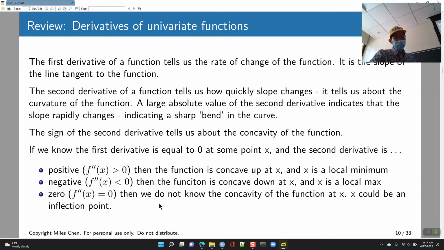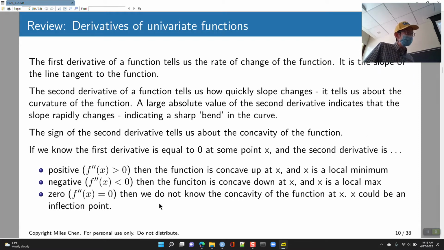The second derivative tells you how quickly the slope changes. Okay, so it tells you about the curvature. So if you have a very big second derivative, that means the slope changes rapidly. You've got a sharp bend in the curve. So you're going from maybe a very sharp slope upwards to a very sharp slope downwards. There's a rapid change in the slope. Okay, whereas a small second derivative indicates that your slope is changing gradually. Okay, so it's smoother, with less curvature, right?